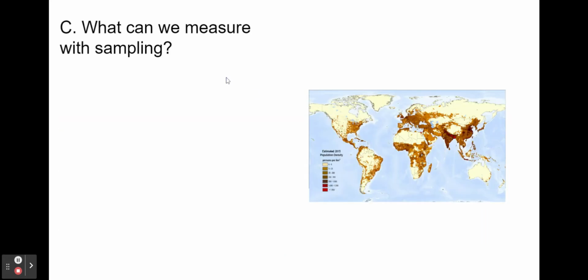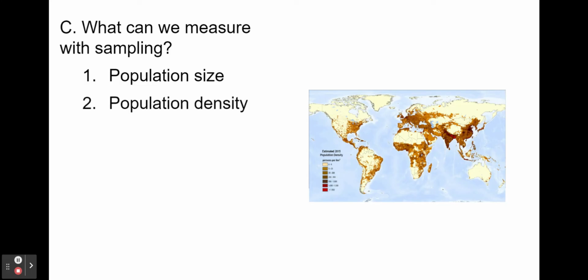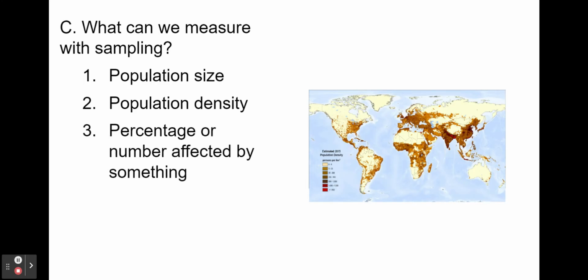What can we measure with sampling? This is section C, capital C. Make sure it's vertically aligned with the capital A and capital B. We can measure and determine 3 big things. Number 1, population size. We can use sampling to infer the population size of a particular population, and I'll show you how. Number 2, we can use it to infer population density, how closely packed the population is. And number 3, we can use it to infer the percentage or the number affected by something, like what percentage of the population of wildebeest have rinderpest.